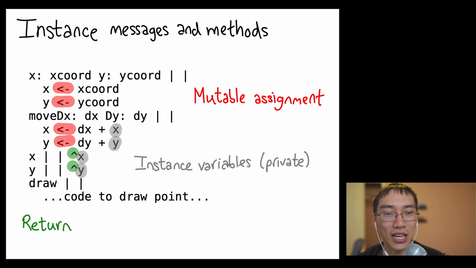And these references to x and y are just referring to the instance variables inside of the object. So they're completely private and you can't actually access them directly. So for example, we have to write this weird thing, x, bar, caret x. And that says, if you give me the x message, then I will return you the value of x. Because otherwise we won't expose the instance variable by default.